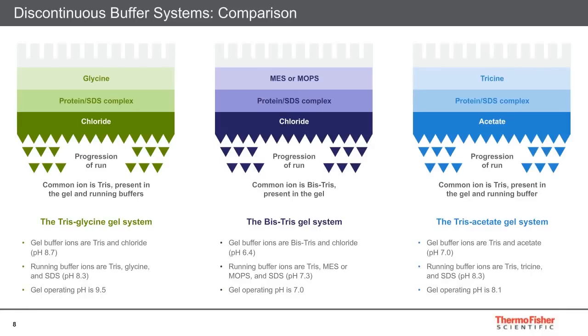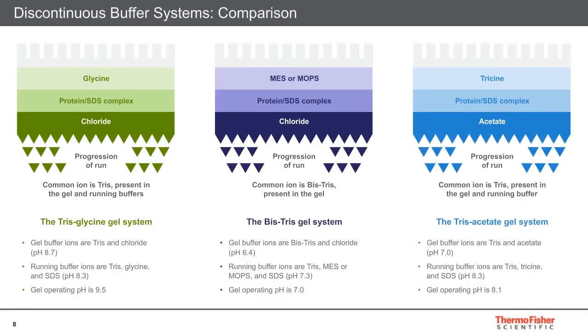This slide provides a quick summary of the discontinuous buffer systems utilized by the 3 most popular gel chemistries. The Tris-Glycine system includes tris and chloride ions in the gel buffer, which has a pH of 8.7. The running buffer ions are tris, glycine, and the ionic detergent SDS with a pH of 8.3. Importantly, the gel operating pH for the Tris-Glycine system is 9.5. Therefore, this is a very alkaline gel operating environment. The common ion in this system is tris, which is present in the gel as well as the running buffer.